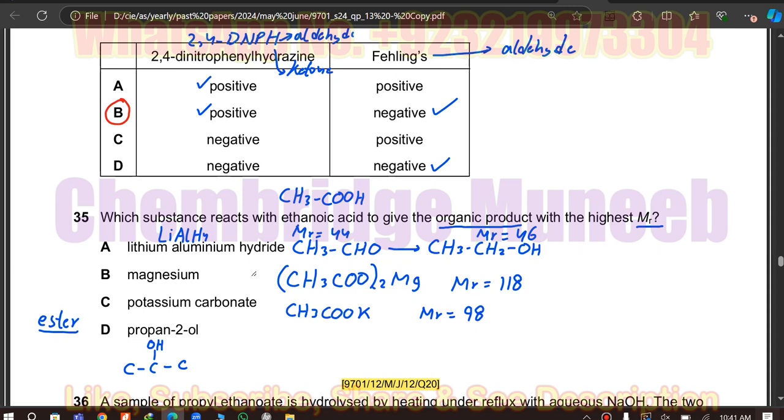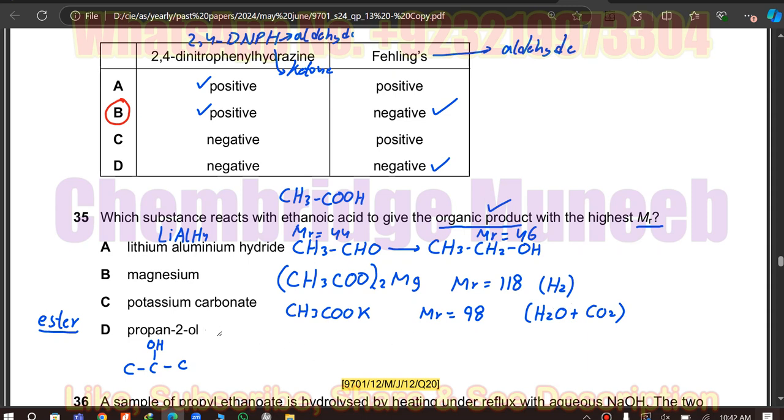Just one more thing, in option B we also get hydrogen gas, but that is not included as our product because it is not an organic product. We need to check the organic product. Same goes with option C, in which we also got water plus carbon dioxide, but these two are not organic products, so we do not count them.